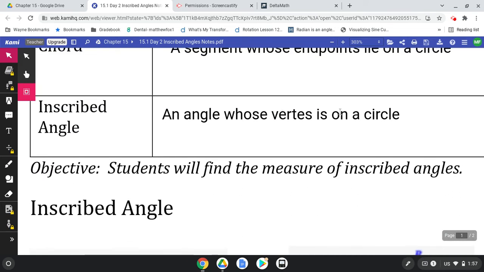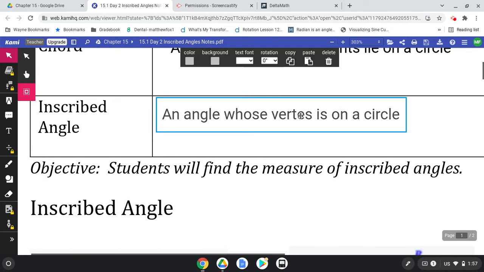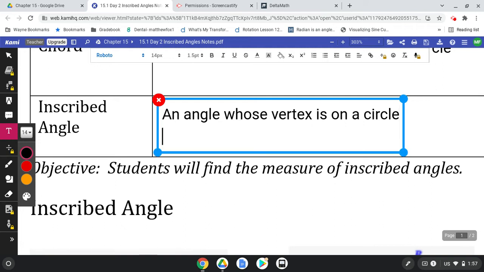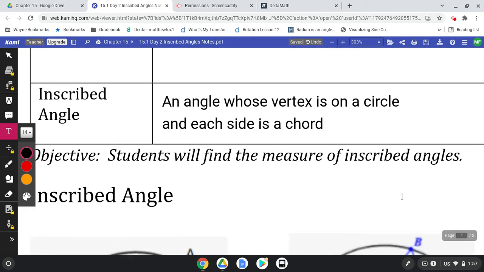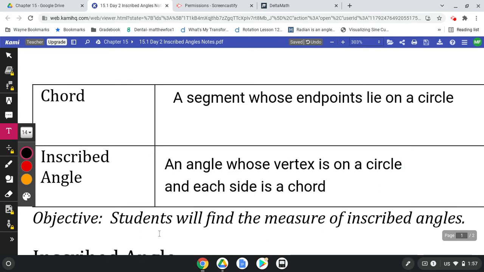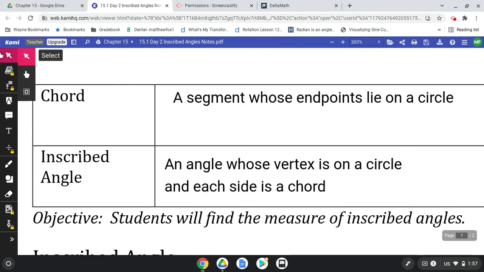Our second word is an inscribed angle. This is an angle whose vertex is on a circle, and not only is the vertex on a circle, but each side is a chord. Okay, so that is our inscribed angle. Pause it if you need to have more time to get those two down.